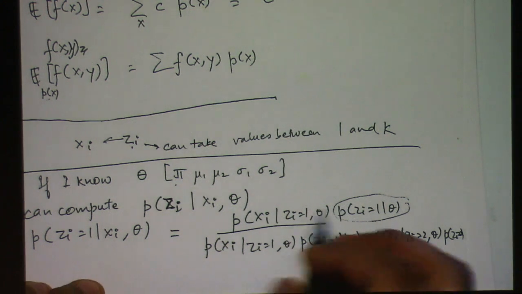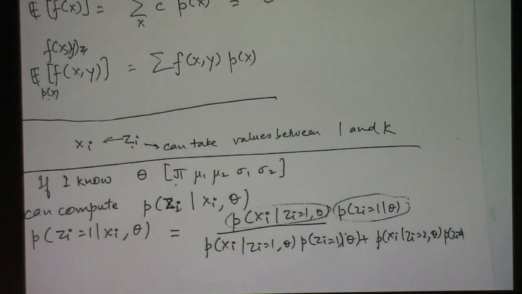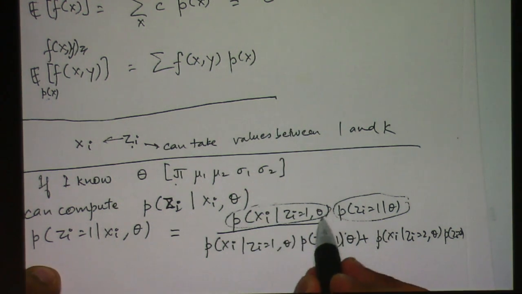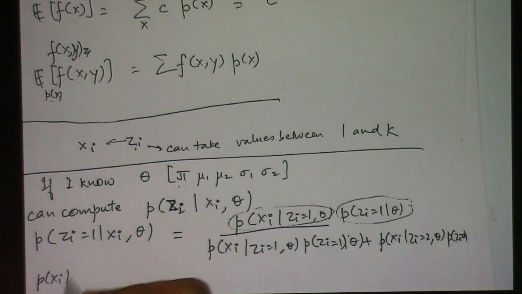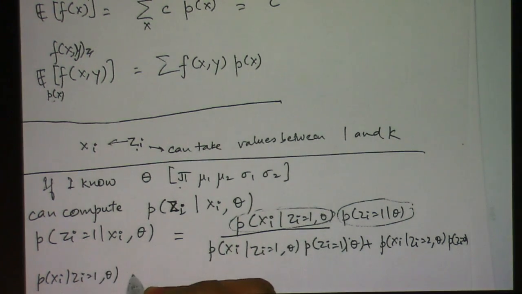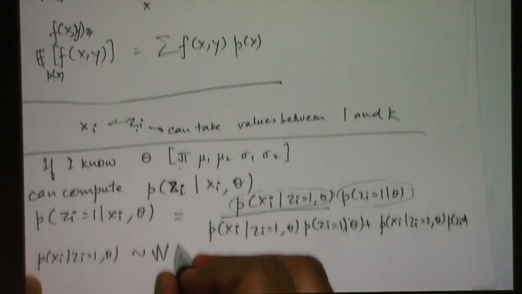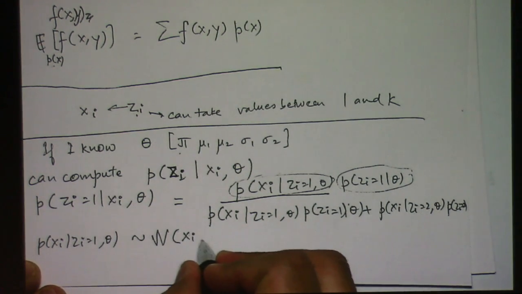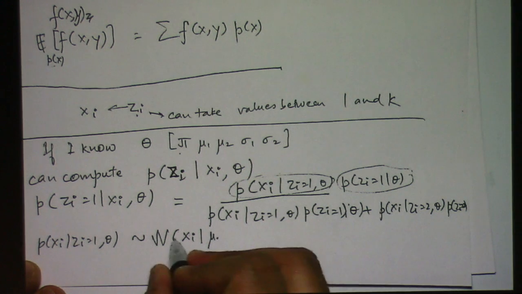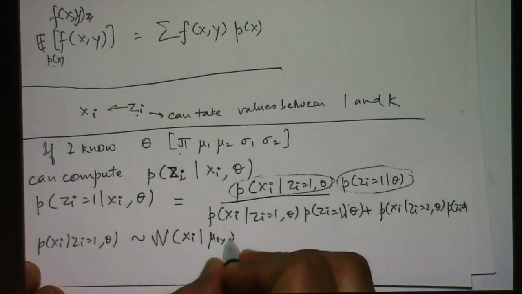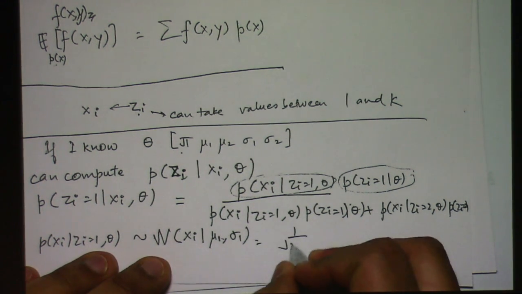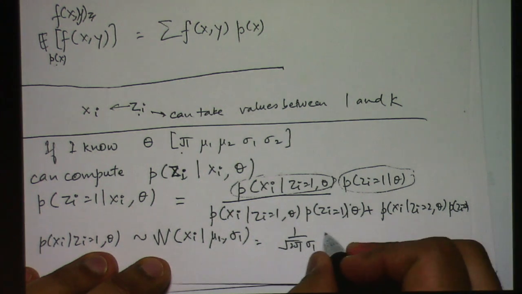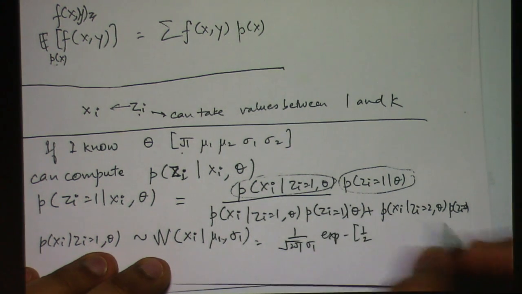This quantity is simply pi. This quantity is the PDF of the Gaussian for the first component, and the other one would be the PDF of x_i for the second component. So p of x_i given z_i equal to 1 and theta, because we are assuming a Gaussian mixture model, will be equal to the PDF of x_i under a Gaussian distribution centered at mean mu1 and variance sigma1, which you can write out because we know the PDF of a Gaussian.